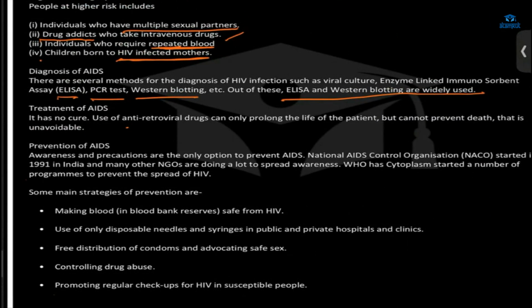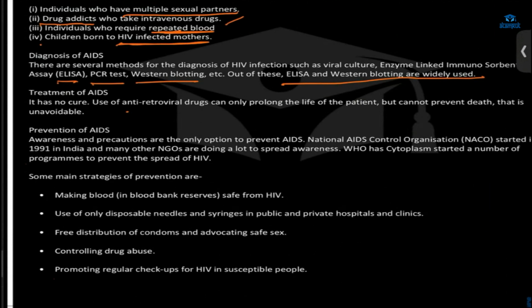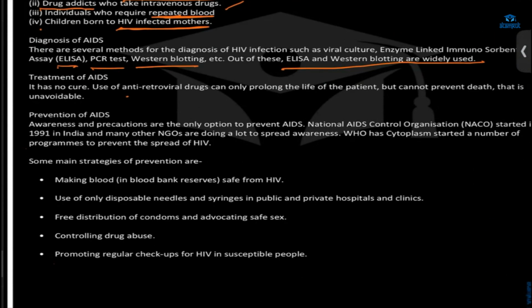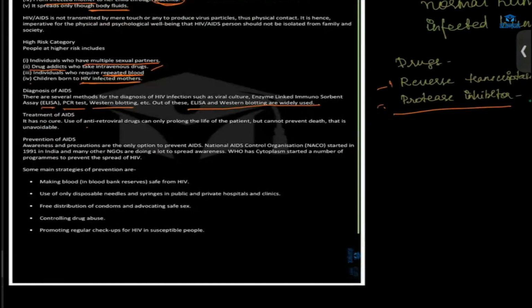What is the prevention? We can educate and make people aware of HIV and how it is passed. We can control drug abuse, and also ask the person to use a condom while having sex. Needles and syringes, once used, should be disposed of. Then regular checkups for HIV patients. So these are the points, any doubt here?